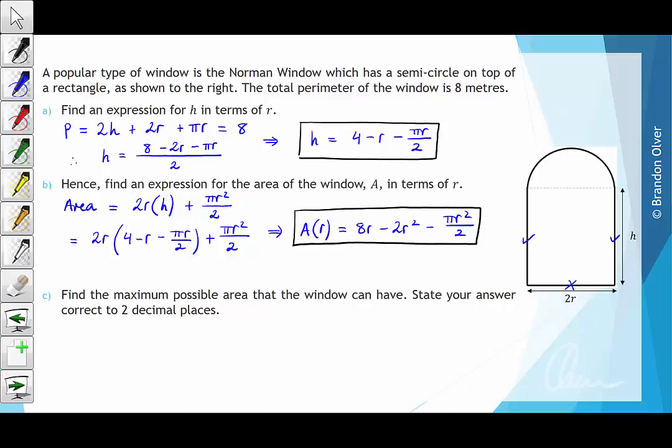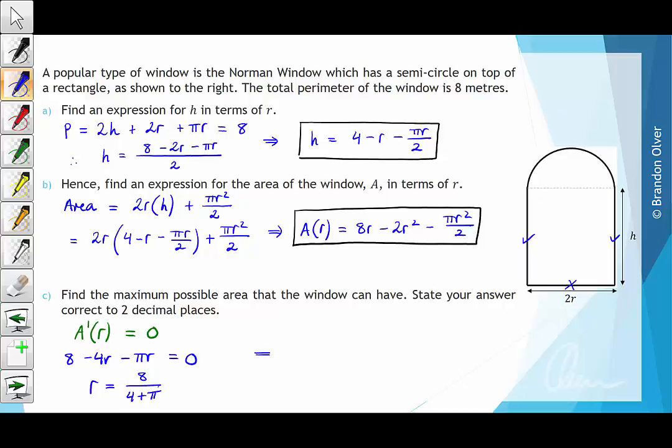In part C, we want to find the maximum possible area that the window can have, and we want to state this answer correct to 2 decimal places. So we know to find the maximum we can use calculus, which means that we're going to take the derivative A dashed of r and set it equal to 0 to find any stationary points on our curve. If we do this, we get 8 minus 4r minus pi r. That's the derivative of A, and we set that equal to 0, and solving gives r is equal to 8 divided by 4 plus pi.